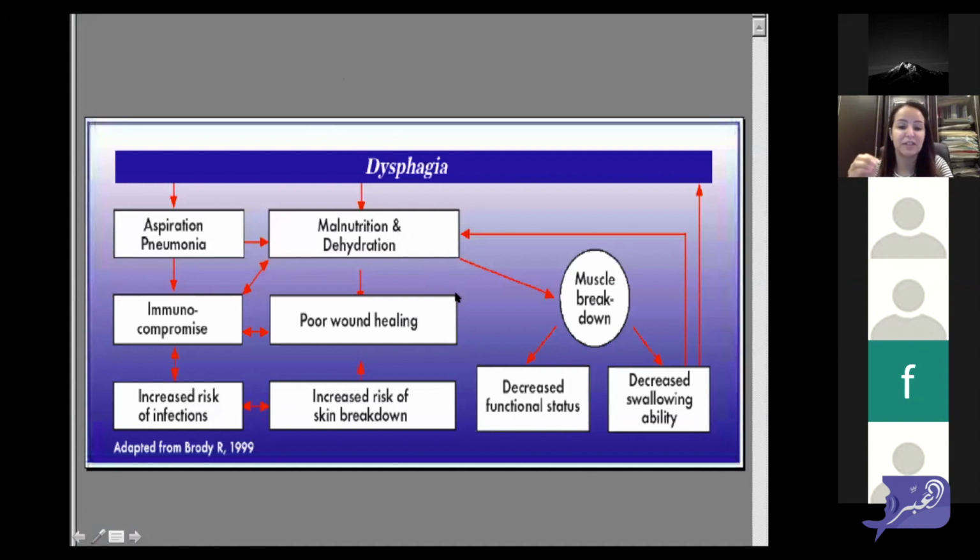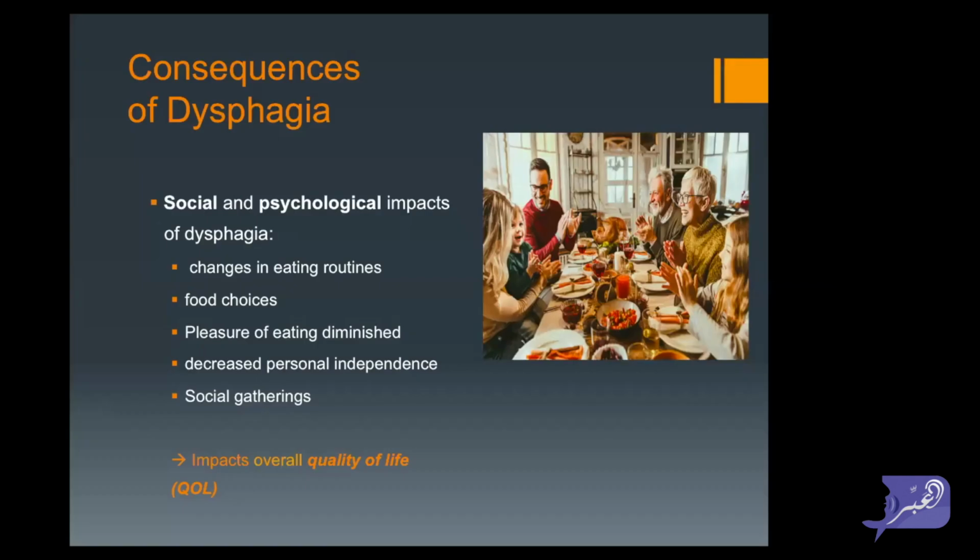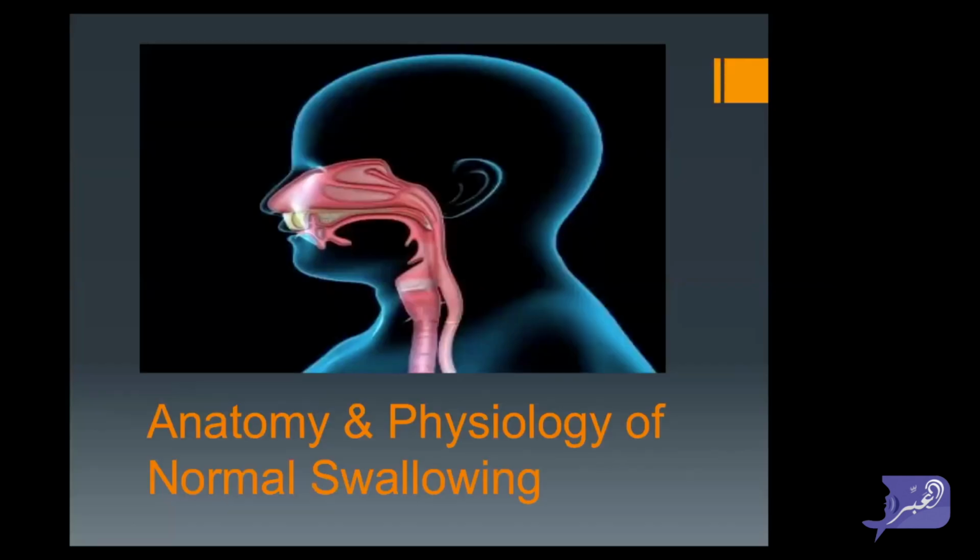Okay, so you'll have things like poor wound healing, increased risk of breakdown of muscles, of degeneration of muscle, decreased cognitive and functional status. If you are malnourished and dehydrated, then the body will not function optimally. And so that will in turn impact the ability to swallow and feed as well. Okay, so anatomy and physiology of swallowing.